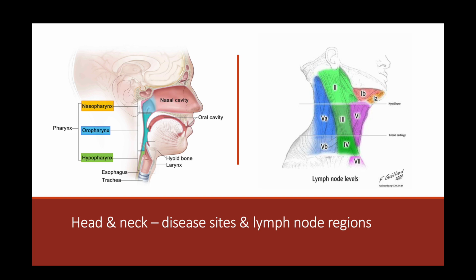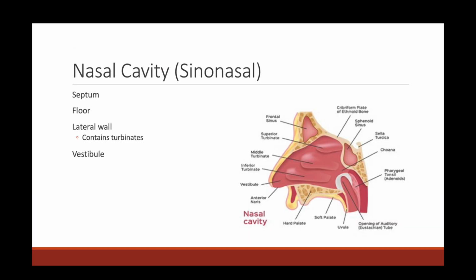So the first disease site we're going to cover is our sinonasal tumors. You should know that sinonasal tumors are very rare. They only account for about 3% of head and neck cancers. 20 to 30% of these originate in the nasal cavity, and then the rest originate in the sinus.